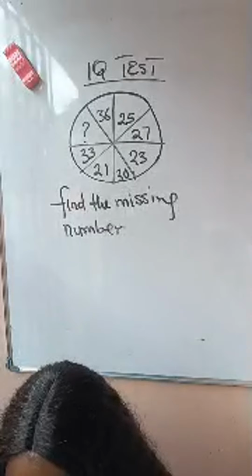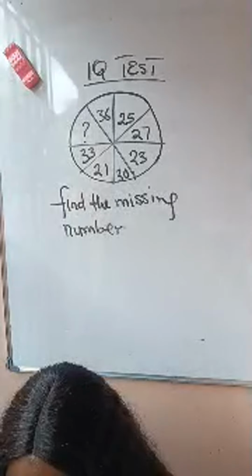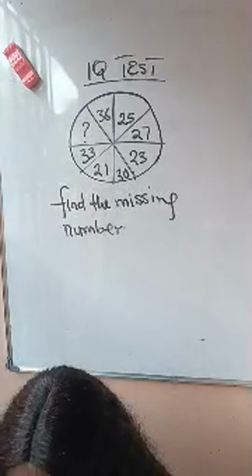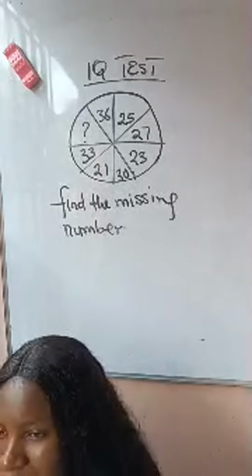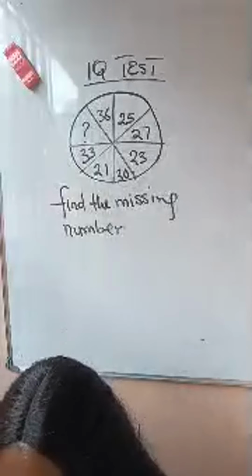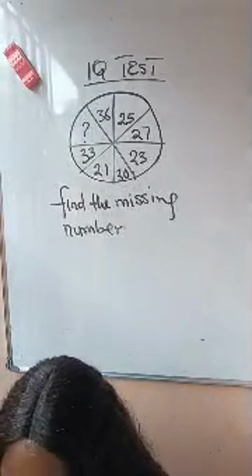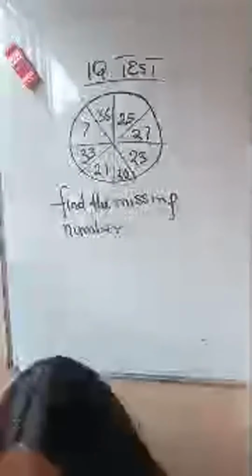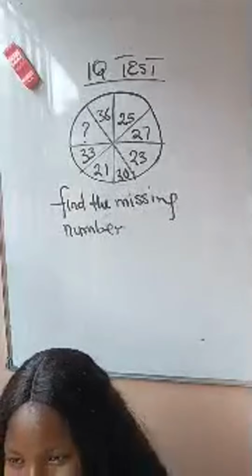This is the Janice Felix Arushi. Okay, I just came in the room, so I don't know what you're asking. Okay, Sean, we have a circle that is divided like pizza. We are asked to find the missing number in the pizza. So we have 36, 25, 27, 23, 30, 21, 33, and we are asked what is the next number.